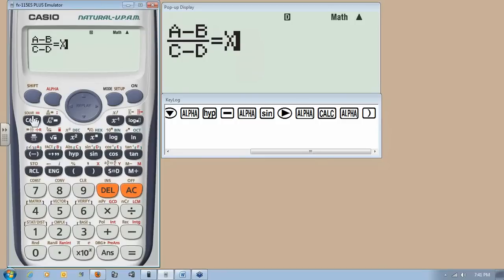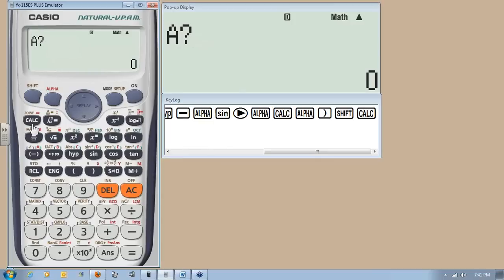Now I want to be able to solve using different values of A, B, C, and D. So right above the calc key, you see a solve key. If I press shift to solve, it's going to ask me a question. Well, what's the value of A? The value of A was my first y coordinate, or 7. It says currently your value of B is 0, and B is my second y coordinate, which is 4.